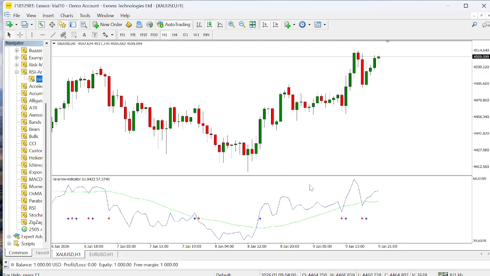This overview highlights how visual arrow signals can streamline RSI analysis and help traders spot potential reversals more quickly.